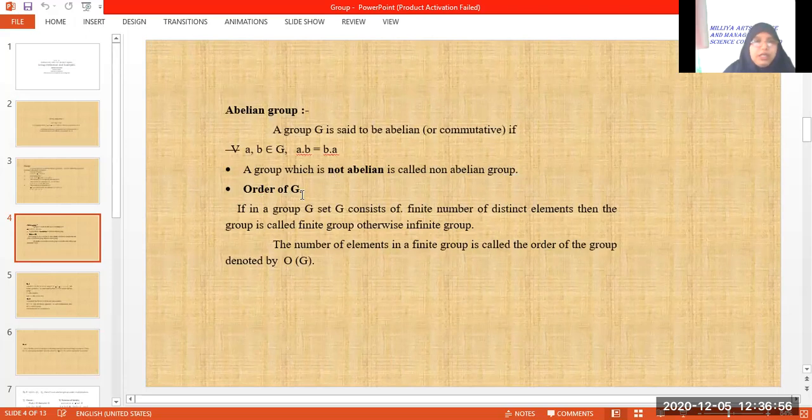Order of G. The number of elements present in group G or set G is called the order of G, distinct elements. If in a group G, set G consists of a finite number of distinct elements, then the group is called a finite group, otherwise an infinite group. The number of elements in a finite group is called the order of the group, denoted by order of G.